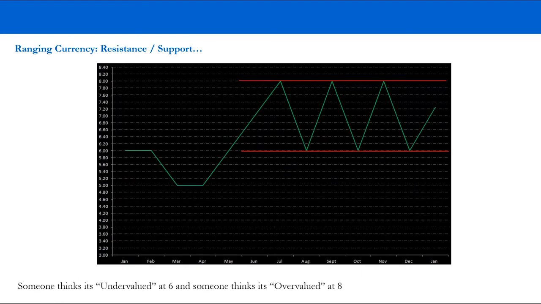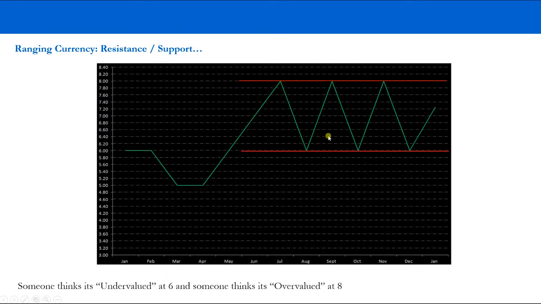What about if we have a ranging currency pair? Well, how do we interpret it properly in terms of a ranging asset? Well, we have the currency pair here with support for the currency at a value of 6, and we have resistance in the currency at a value of 8. So how do we actually interpret support and resistance?